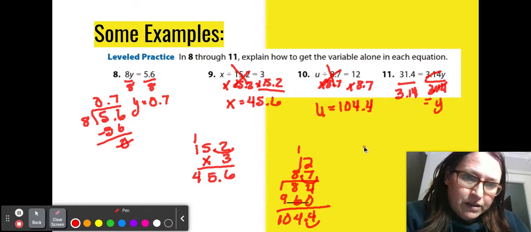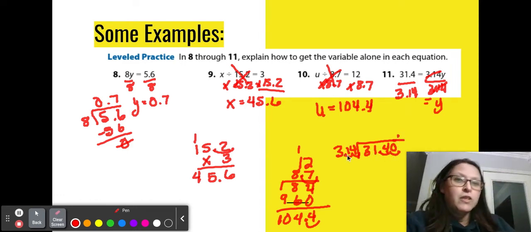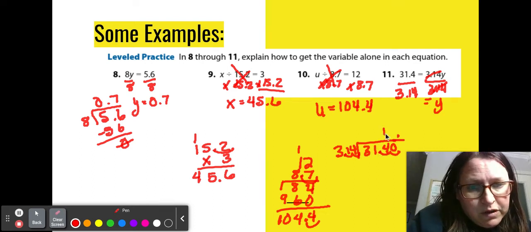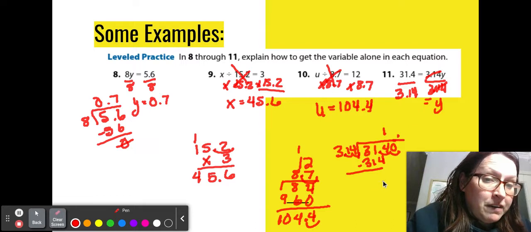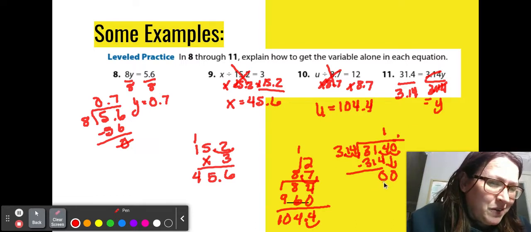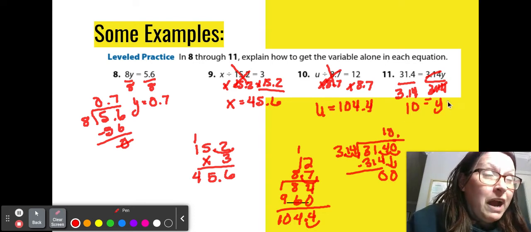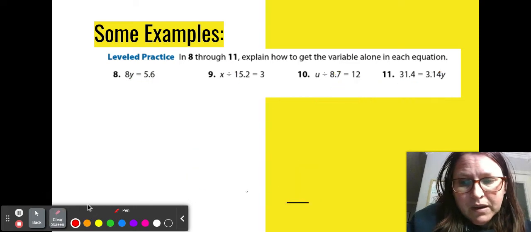And let me come over here and do 31.4 divided by 3.14. I move my decimal two places here. I move it two places here, so I have to add my 0, and I'm going to move my decimal up. 314 goes into 314 one time. 1 times 314 is 314. 314 minus 314 is 0, so I bring down my 0. How many times does 314 go into 0? 0 times. So y equals 10 with this problem.